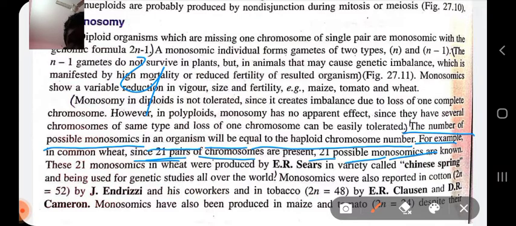These 21 monosomics in wheat were produced by E.R. Sears in a variety called Chinese Spring. This type of monosomy is used for genetic study, for studying the alleles on that particular deleted chromosome. This variety created by E.R. Sears, known as Chinese Spring, is being used for genetic studies all over the world.